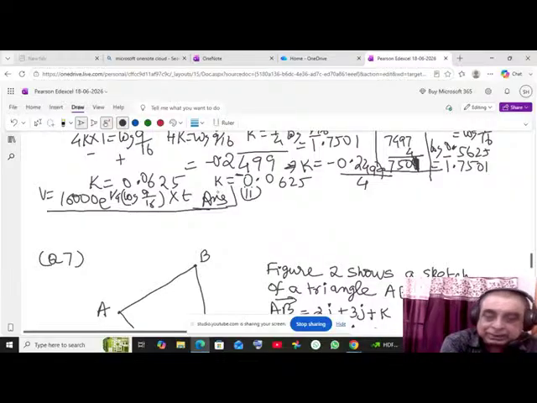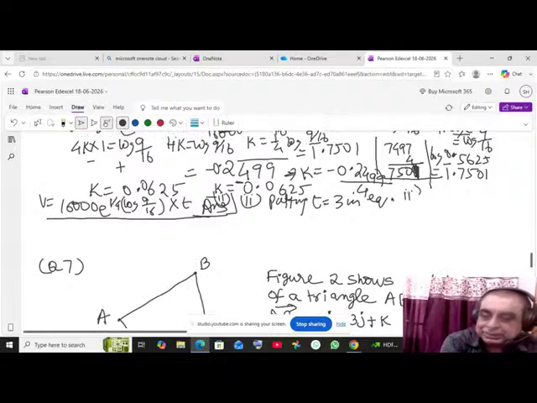Here I am calling this the second equation. Putting t equal to 3 in the second equation, what do we get here?